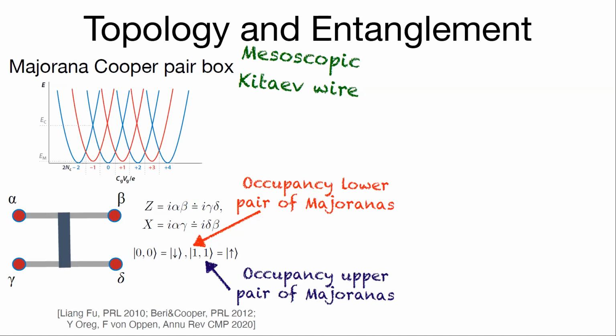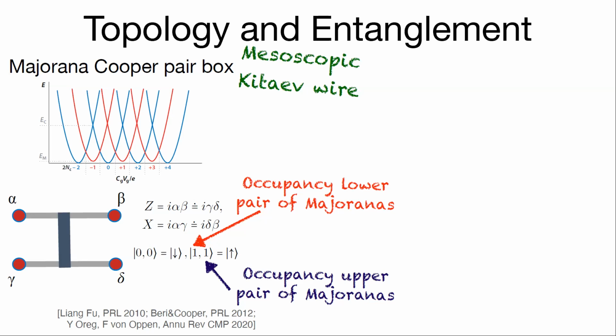And this creates a qubit. You're saying you absorb two electrons, that makes the up state. Exactly. The up state is the one where I have one pair. Exactly. I take one Cooper pair out of the bulk and put it on the Majorana. And these are two different states. And this defines the qubit, and you can then also define the gates of this qubit by just doing something with the Majorana.